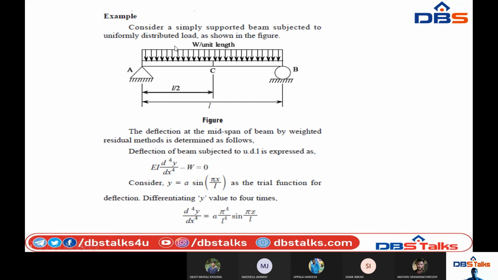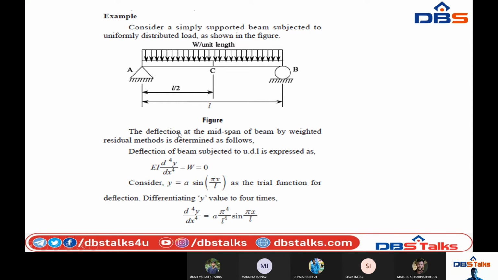I am taking a simple problem here. I am taking a simply supported beam and subjecting it to a load, that means UDL, a continuous load, a uniformly distributed load, weight per unit length. I am showing it here. This is a simply supported beam, with one hinged support and one roller support. The total length from A to B will be L, and from A to C the length will be exactly the middle, L by 2, half.